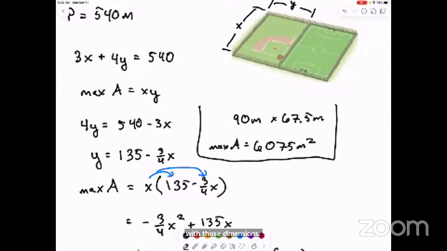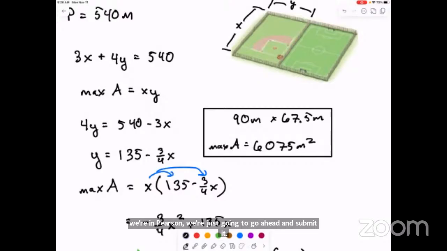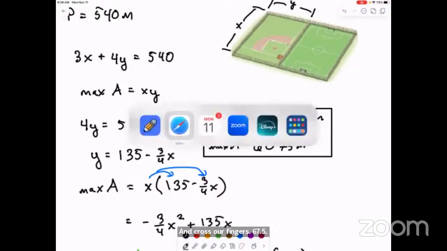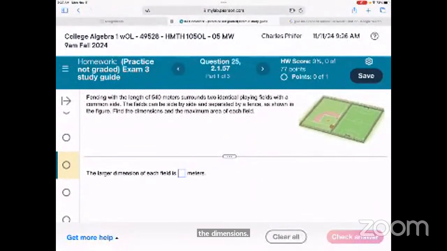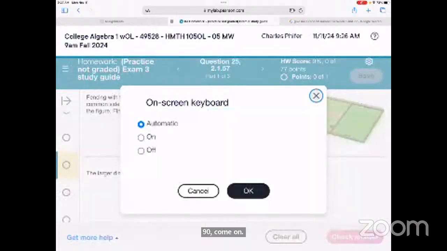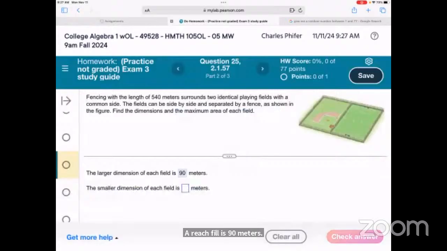All right. So if this were a proctored environment, the best we can do is just ask yourself if it makes sense in the context of the question. But since we're in Pearson, we're just going to go ahead and submit it and cross our fingers. 67.5. The dimensions, 90. The larger dimension of each field is 90 meters. The smaller dimension, we got 67.5 meters.